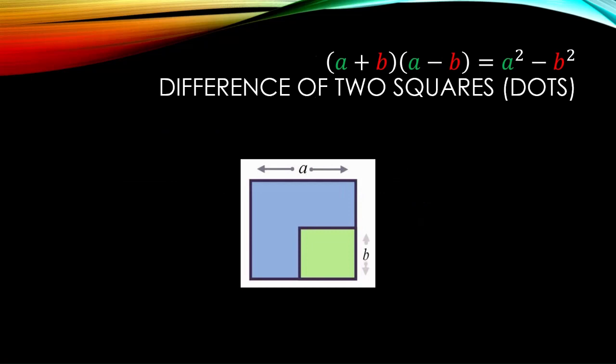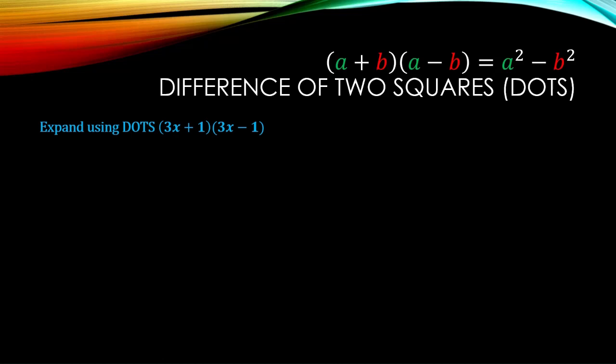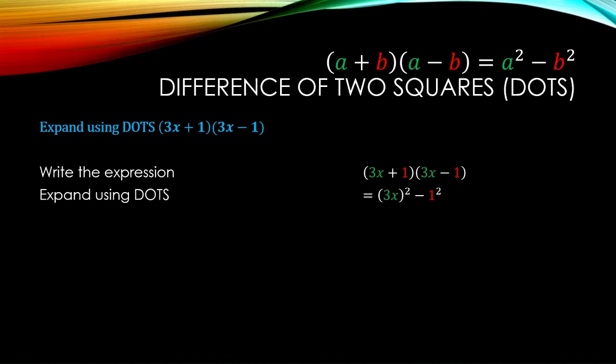When multiplying a binomial expression by its conjugate, we can use the difference of two squares or dots method, in which we square the second term and subtract it from the square of the first term. Let's take an example. Multiply 3x plus 1 by 3x minus 1. Squaring the first term gives 9x squared. Squaring the second term gives 1. Subtracting the results from each other gives 9x squared minus 1.